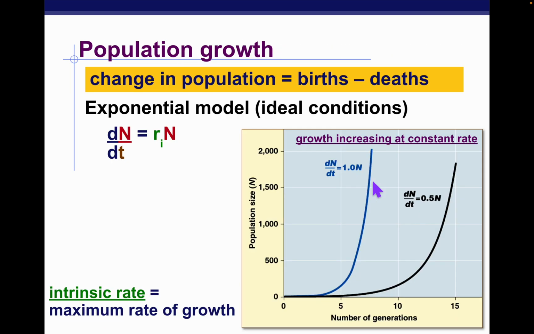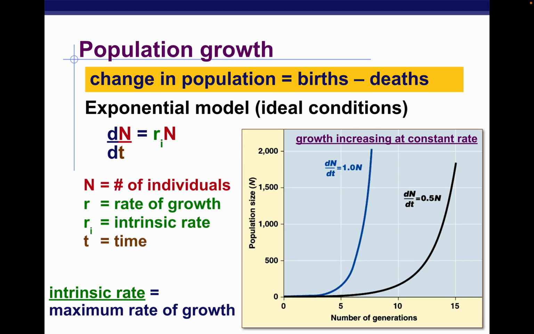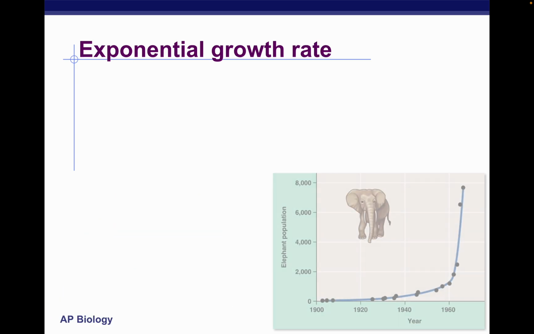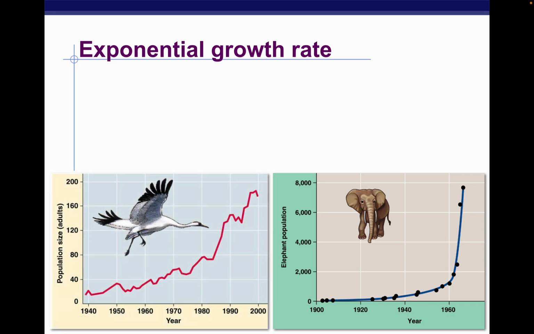Oh, look at that. All right, so how do we measure population growth? The change in population equals births minus deaths. Pretty straightforward. The exponential model, this is our under ideal conditions. Let's take a look here. So N equals the number of individuals, R equals the rate of growth, Ri equals intrinsic rate, T equals time, D equals rate of change. The intrinsic rate is the maximum rate of growth. Okay, so we're taking a look at how they calculate that here. Every pair has 3 offspring. Every pair has 4 offspring. That shows their growth increasing at a constant rate. All right, exponential growth rates.